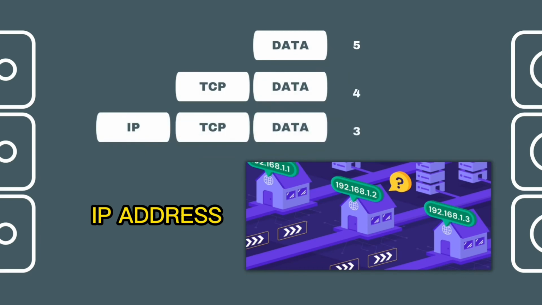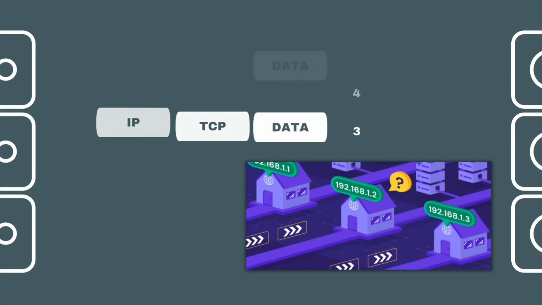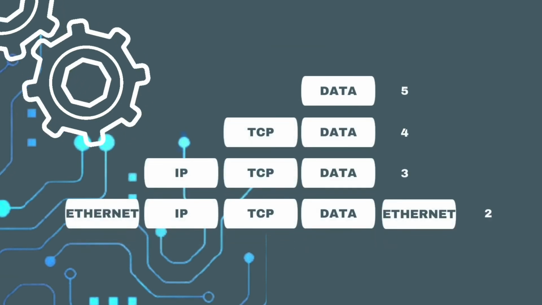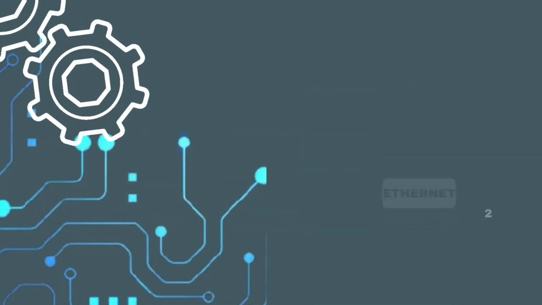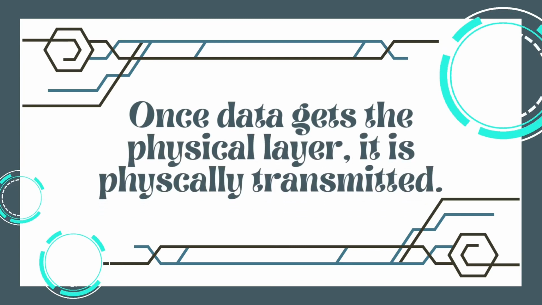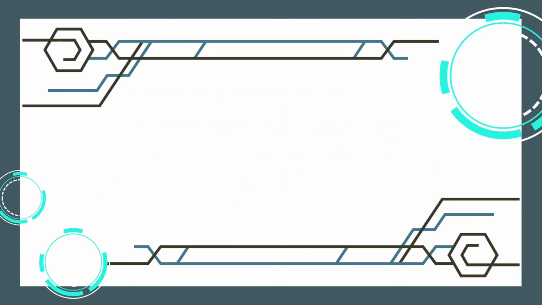We then move to the network layer where the IP header is added. This will contain the source and destination IP address as well as other bits of information. Lastly, we have the data link layer where a header and trailer are added. The header contains mainly the destination and source MAC address, and the trailer contains the error checking information to make sure the data has been received correctly. Once the data gets to the physical layer, it is physically transmitted. Now the encapsulation process has ended.